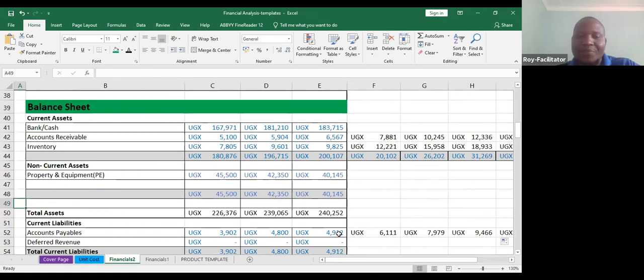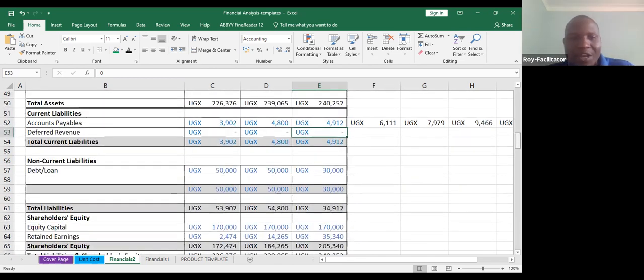Now at this point, there are companies which receive money in advance. Some of you receive money in advance, then you do your work later. For those of us who do that, we call it deferred revenue. So it's also a liability. But I'm going to assume most of us do the work first, or we receive work, then we pay.